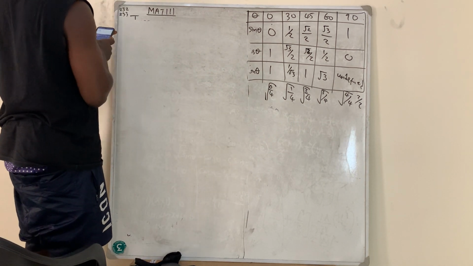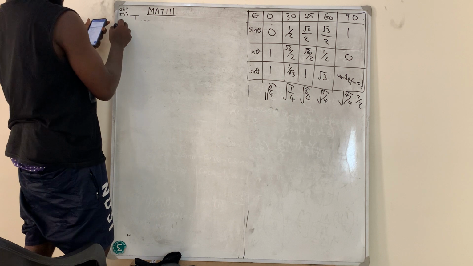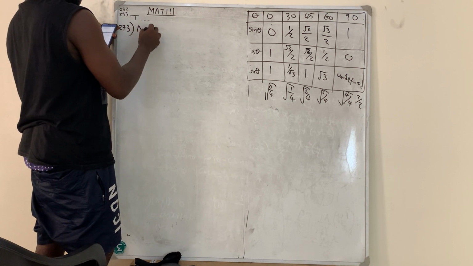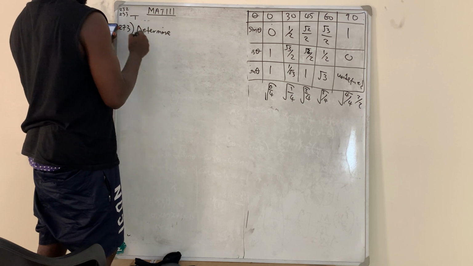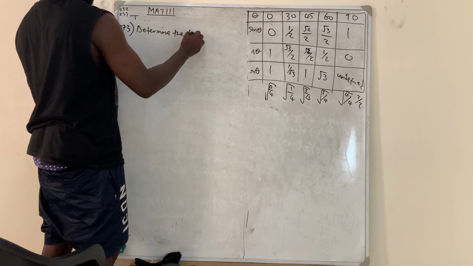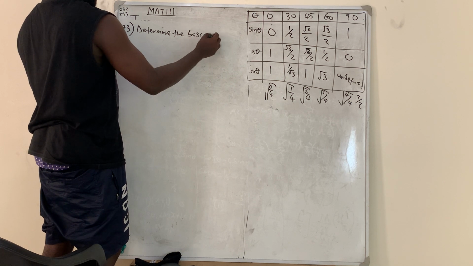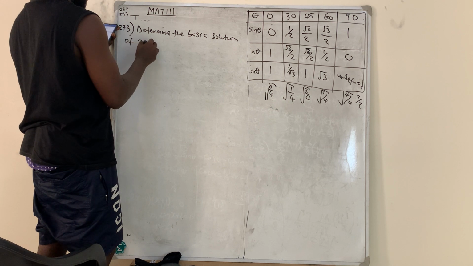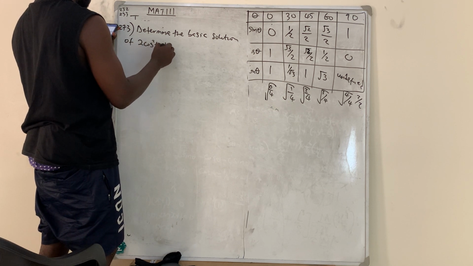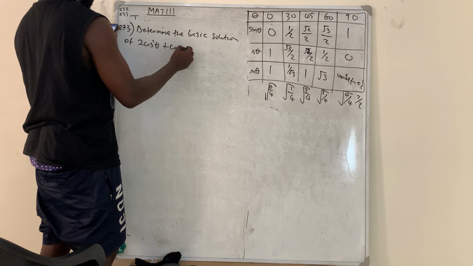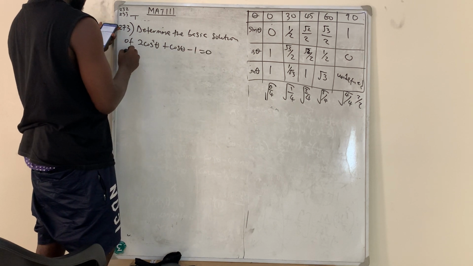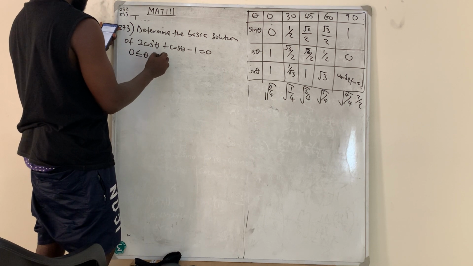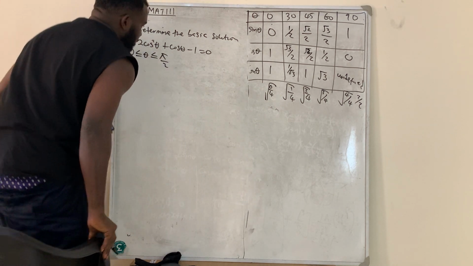So moving to the next question, I have question number 273. Question number 273 said, determine the basic solution of 2 cos squared theta plus cos theta minus 1 is equal to 0, for 0 is less than or equal to theta, which is less than or equal to pi over 2. Okay, so let us solve this.